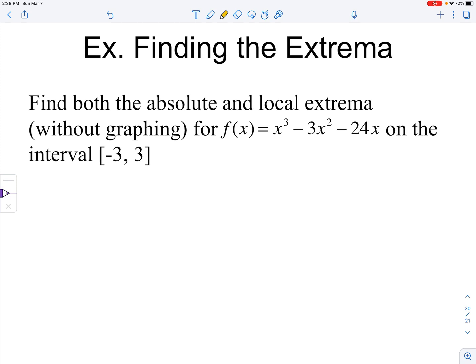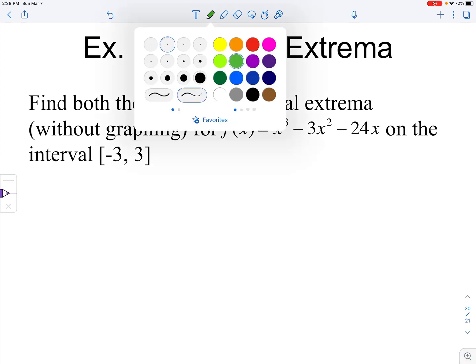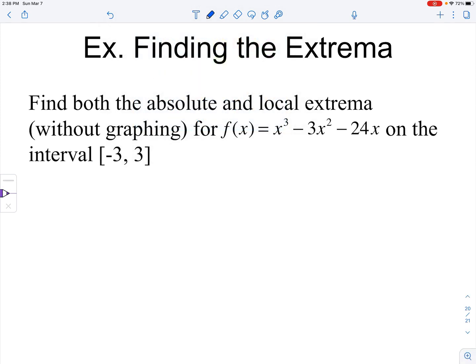Okay, so find both the absolute and local extrema without graphing for this polynomial function on the interval from -3 to 3. Well, because this is a polynomial function, that tells me that the graph will be continuous from -3 to 3. That's it. We know what type of function it is. Closed interval, extreme value theorem is going to apply for this function. So we need to find f prime. Using power rule, it would be 3x squared minus 6x minus 24.